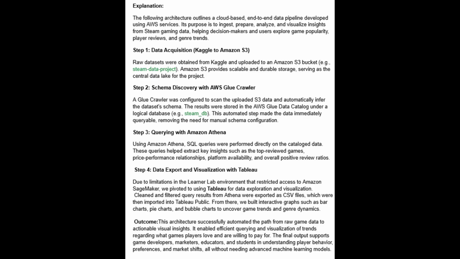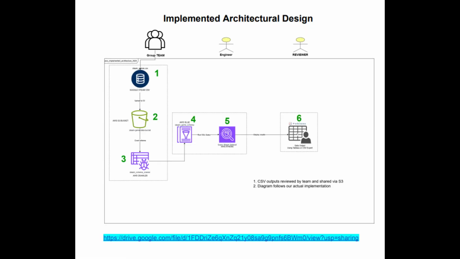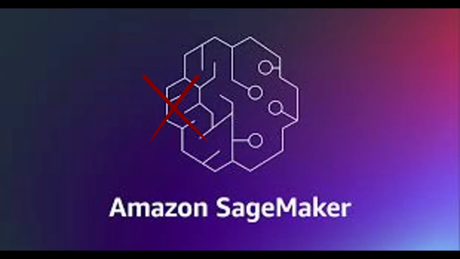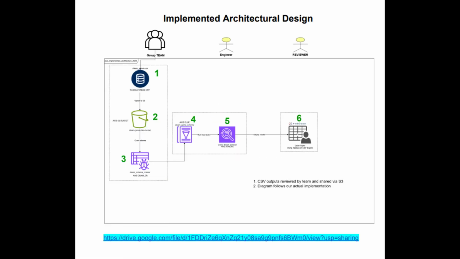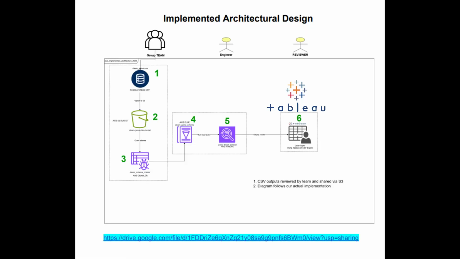We still uploaded the dataset to Amazon S3, we still ran a Glue crawler to catalog the schema into the Glue data catalog, and we still used Athena to run SQL queries for insight. But instead of SageMaker, we exported the results as CSV files and used Tableau Public for our visualizations. Tableau gave us full creative control to build bar charts, pie charts, line graphs, and even bubble charts, showing trends in reviews, prices, and ratings.